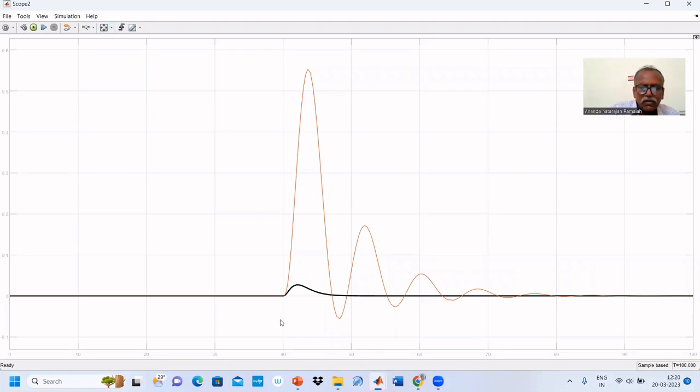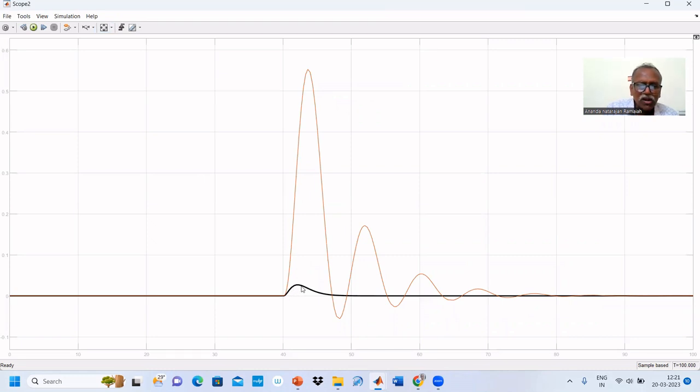The disturbance is given at the 40th second. The red is feedback controller. Feedback controller also takes necessary action to control the disturbance, but after the effect is sensed by the sensor, then only it takes action. But feed-forward controller senses the disturbance, not the response. The feedback controller is based on response. Feed-forward controller is based on disturbance.